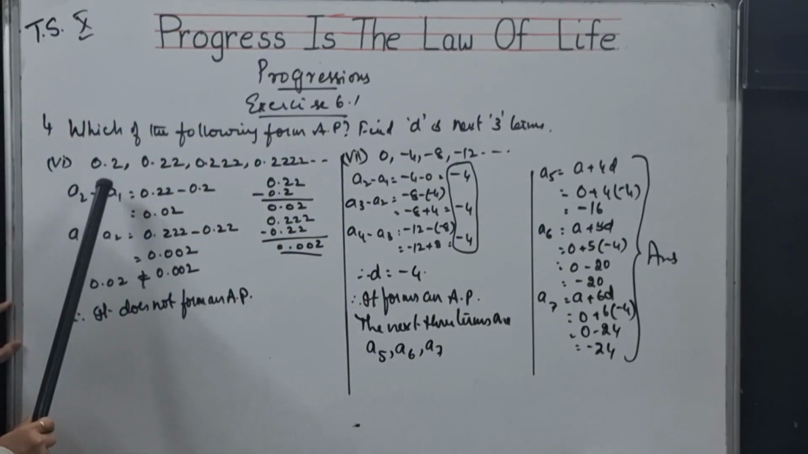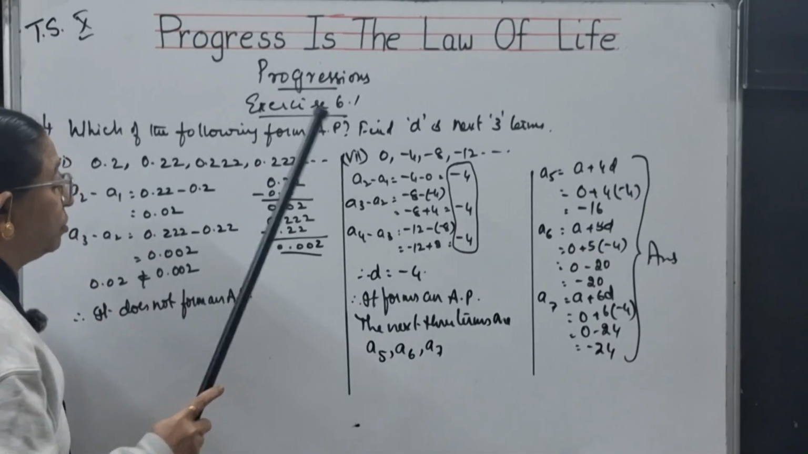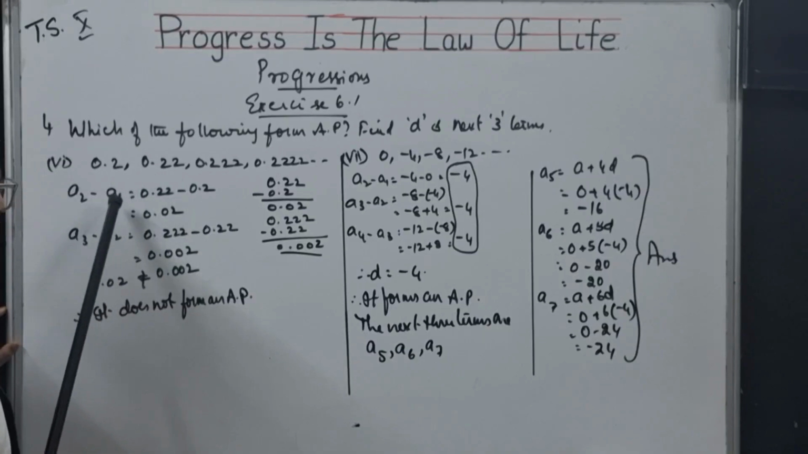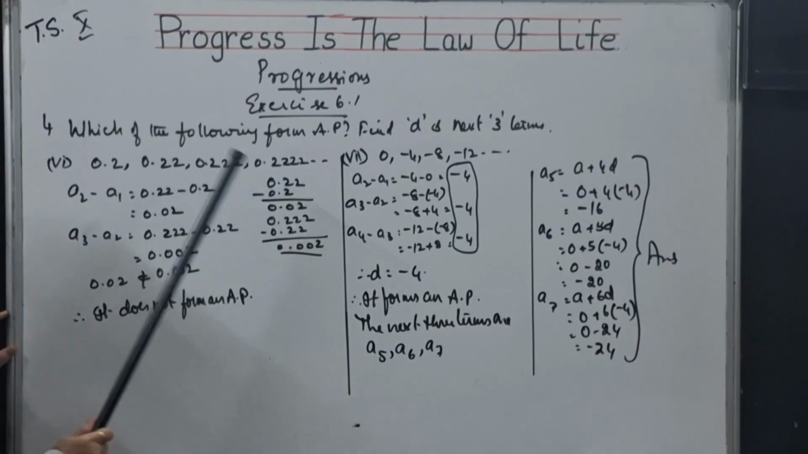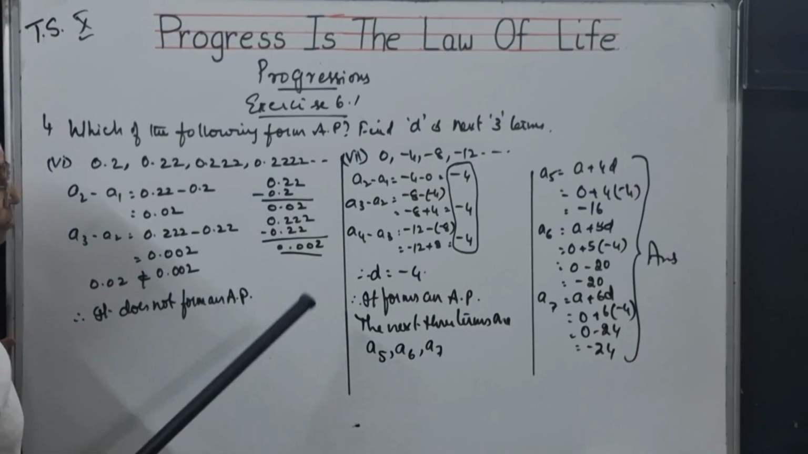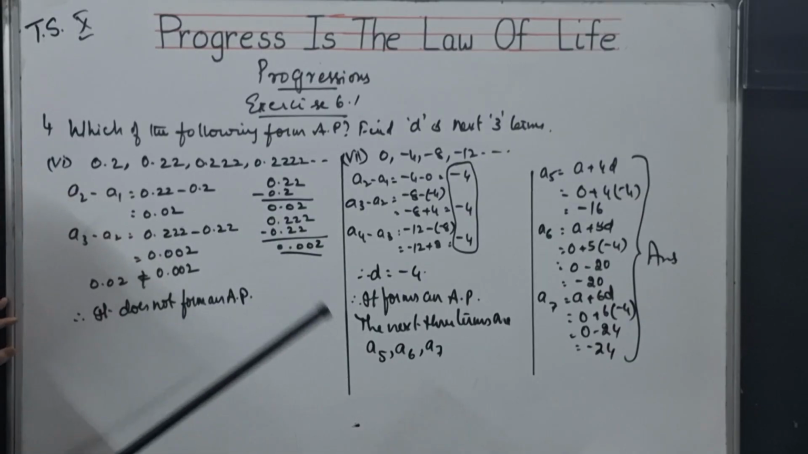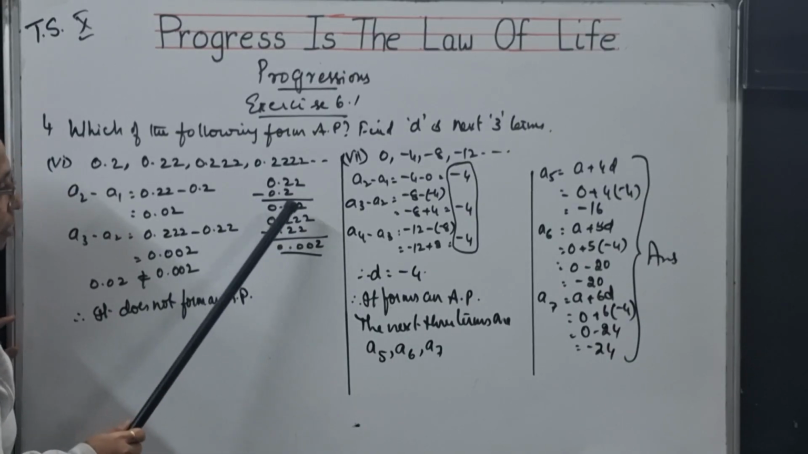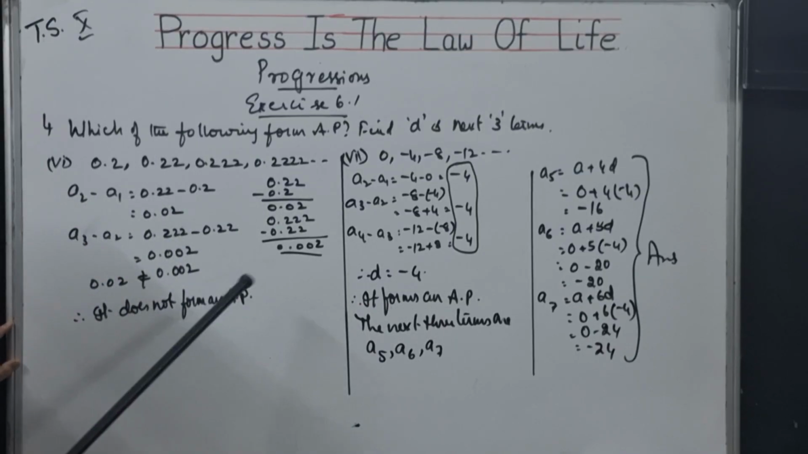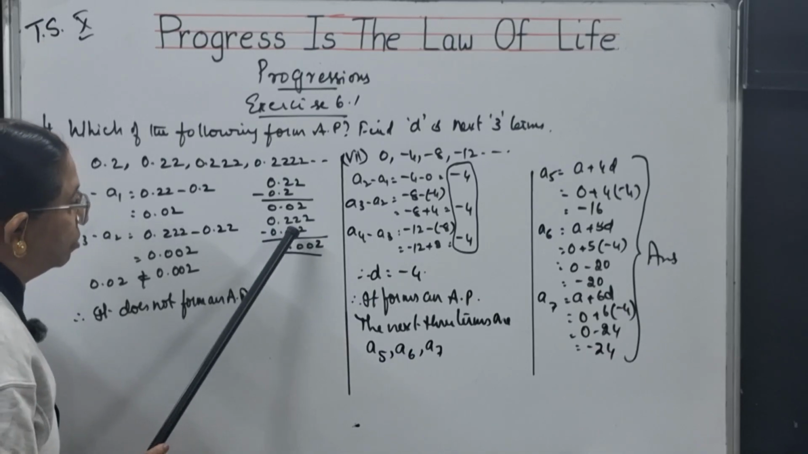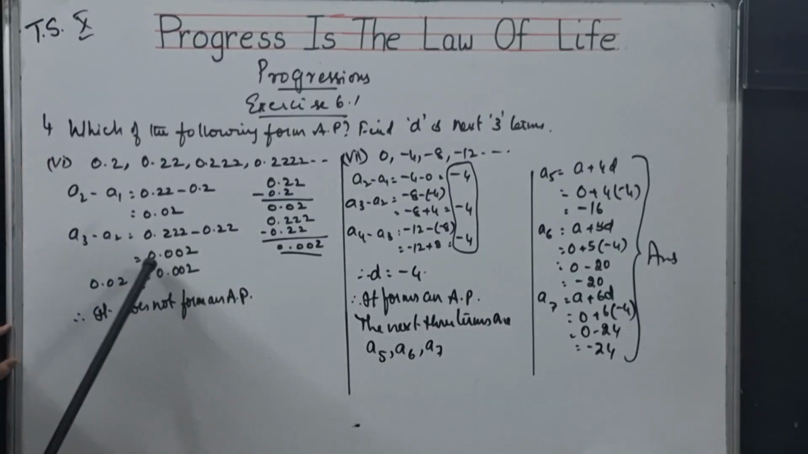This sixth problem is 0.2, 0.22, 0.222, 0.2222, and so on. So A2 minus A1, if I do 0.22 minus 0.2, the 2 should be in the units place only. These place values you should know. Lower classes you have learned, children. 0.2 means 0.20 actually. So you can take it out and you will get 0.02 as the difference. And A3 minus A2, 0.222 minus 0.22, so you will be getting 0.002.